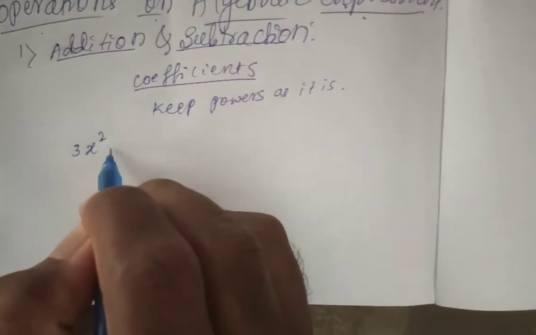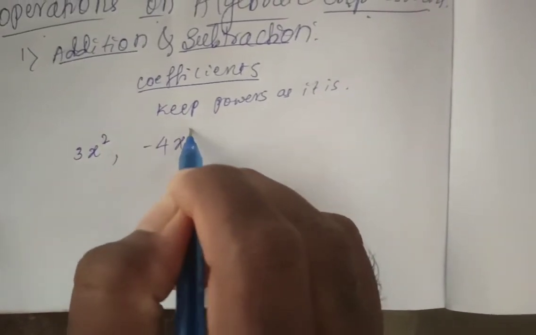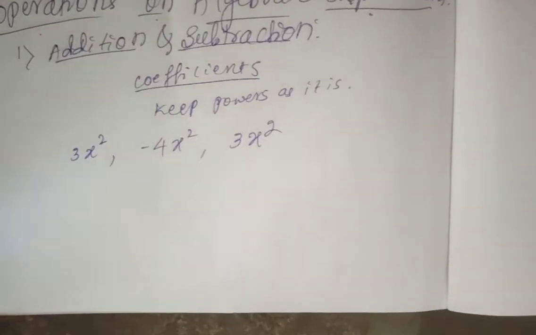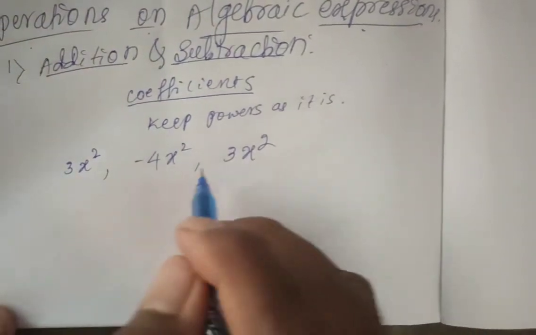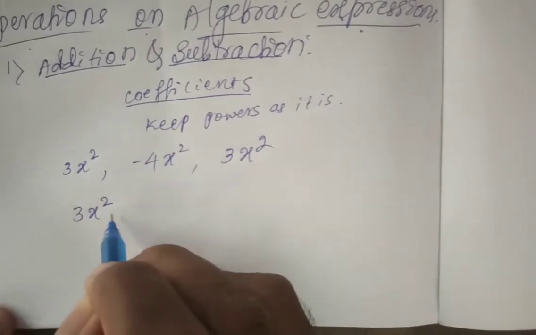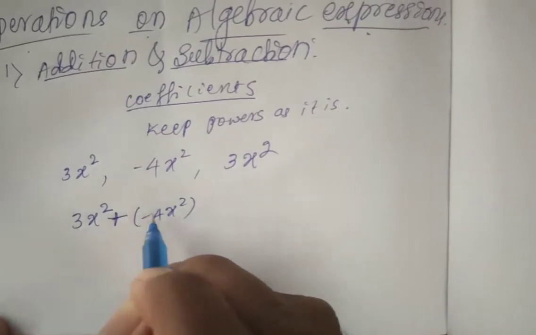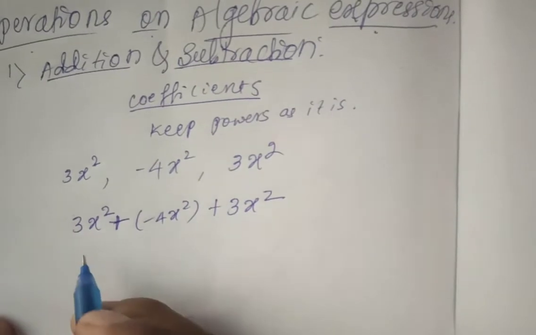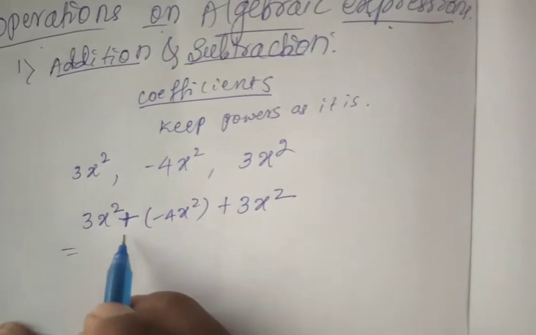3x square, one algebraic expression or one term, minus 4x square, then 3x square. The question is add them. So we need to add. First write as it is, and we know that addition means we need to write plus. When two signs come at a time, we put a bracket. Then here 3x square. This is the first step. Next step, open the bracket.